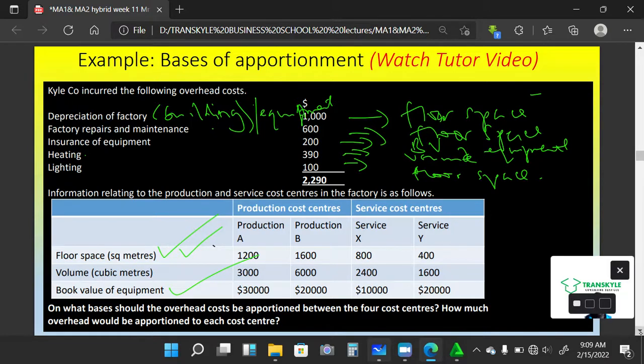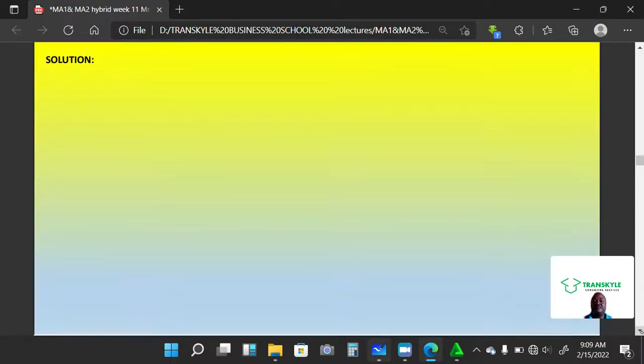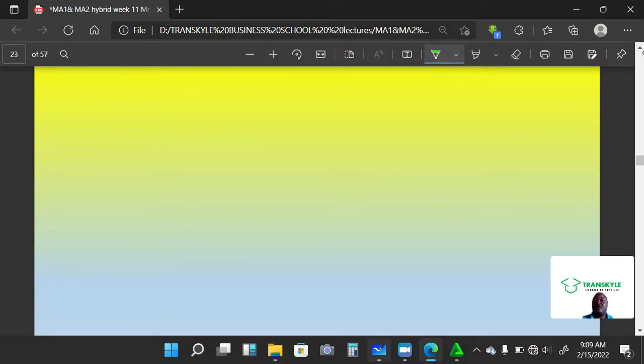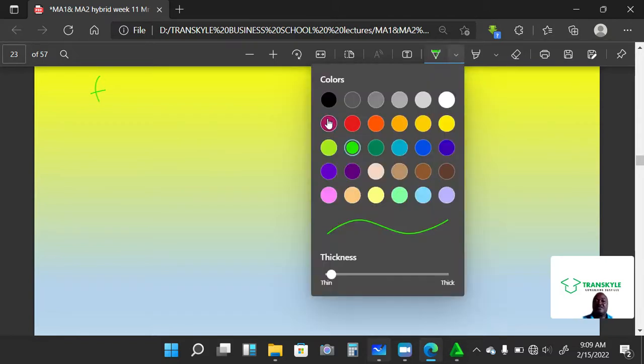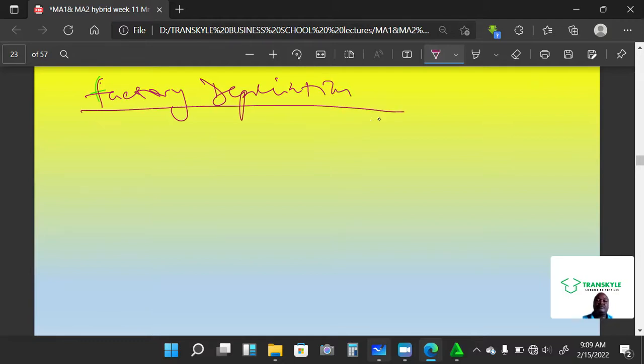Okay, so I need enough space to do the working. So we need to come up with some working. Let's start with factory. Let's start with factory. This pen color is not that clear. Factory depreciation. Okay, the factory depreciation.